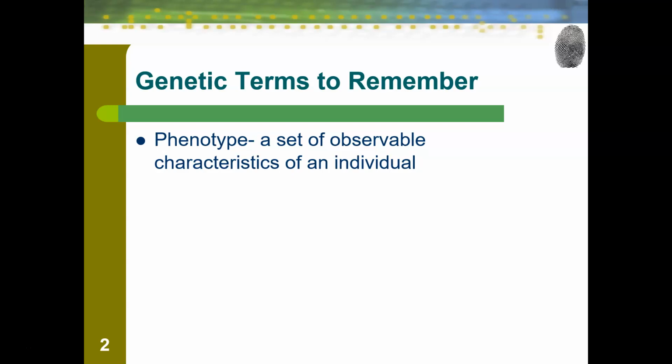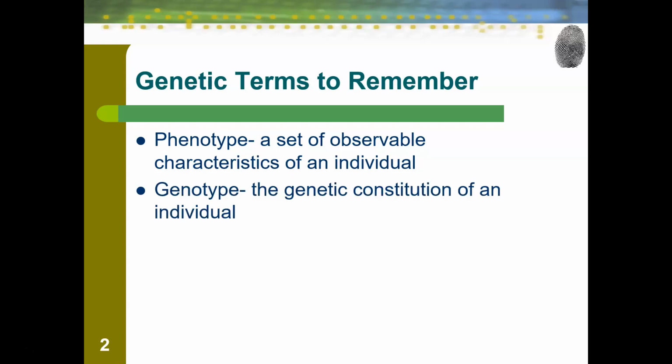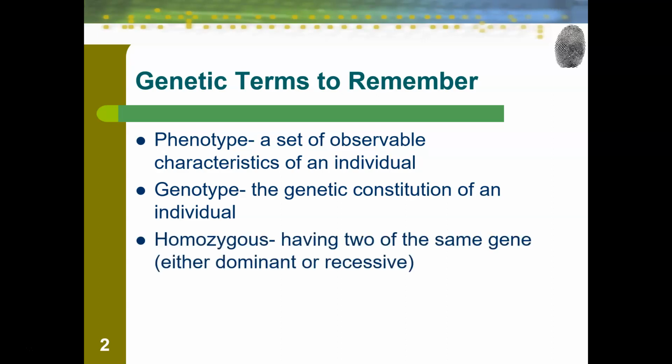We have phenotype, a set of observable characteristics of an individual. You might remember this as phenotype physical because it is the physical trait that we see. This is compared to genotype, which is the genetic constitution of an individual, genotype genetic.